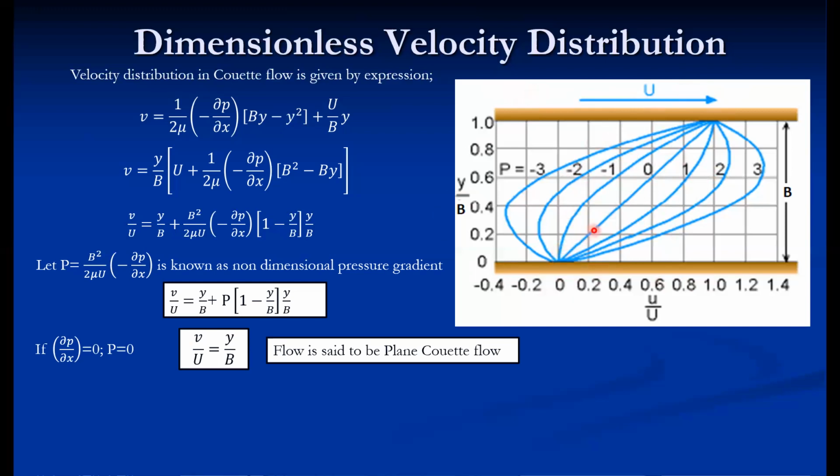So obviously this is the curve where, when y by b is equal to 0, v by u is also equal to 0. If y by b is 0.2, v by u is also 0.2. If y by b is 0.4, v by u is also 0.4. If it is 0.6, v by u is also 0.6. If it is 0.8, v by u is also 0.8. And if it is 1, v by u is also 1.